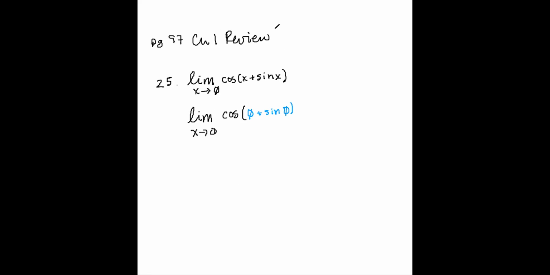Then what this is, is 0 plus 0. So we're going to write this down as cos of 0. And what is the cosine of 0? 1, exactly. So the limit is going to equal 1.